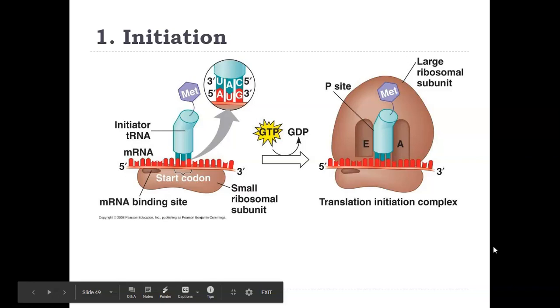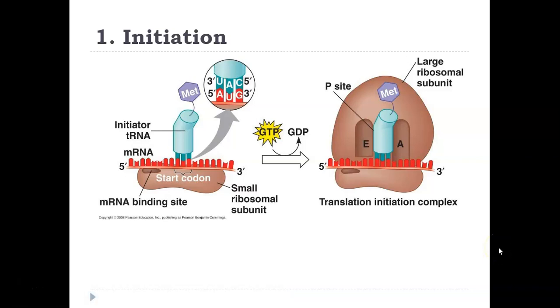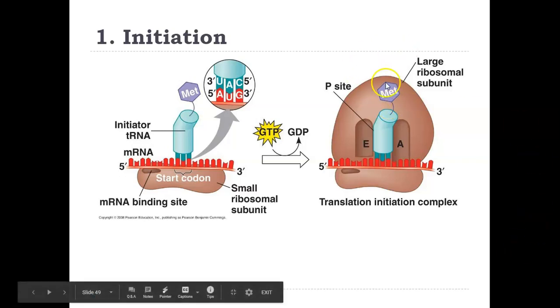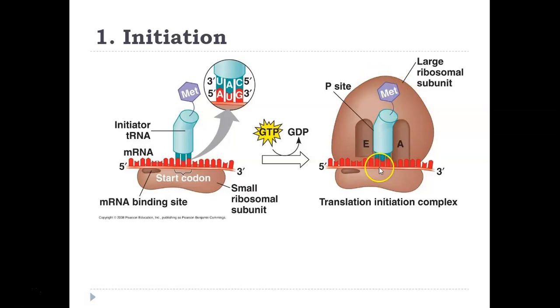So the first thing that happens is initiation. And the first codon that always gets read is methionine. So methionine is the start amino acid, to know that something is starting and that there's a protein coming. So it kind of skips over the A site and goes straight to the P site because it's the first stop in the polypeptide chain.